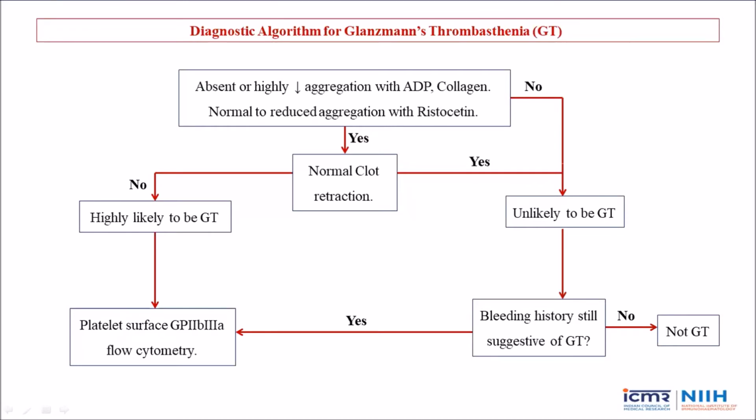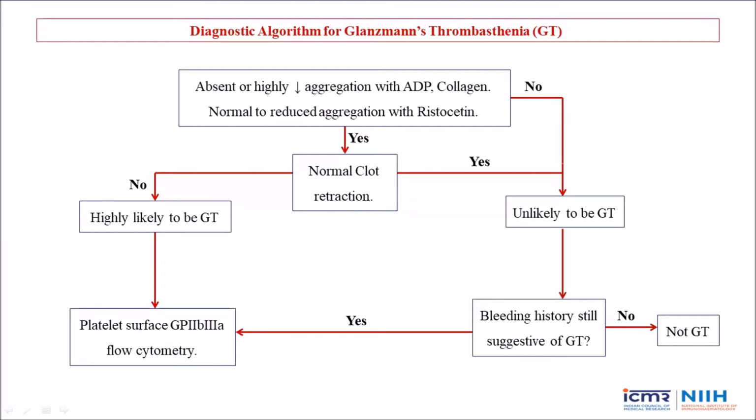Now, this is the diagnostic algorithm for Glanzmann's thrombasthenia. Initially, what we do is platelet aggregation studies. If the aggregation in response to ADP and collagen is absent or low, with a normal to reduced aggregation with ristocetin, you can consider further workup for Glanzmann's thrombasthenia. Ristocetin aggregation could be normal or a little bit reduced because the agglutination happens after the aggregation, and since the aggregation is affected, you can get a mild reduction in the agglutination also.